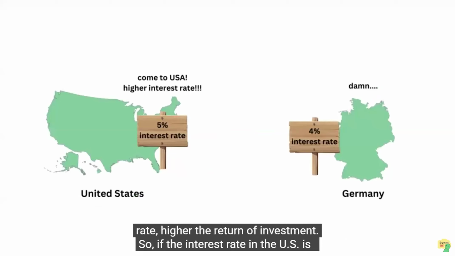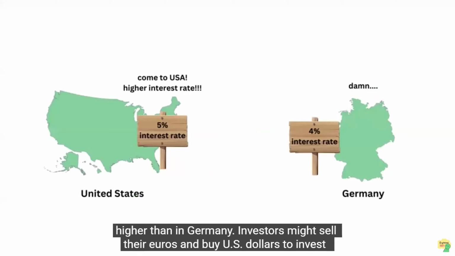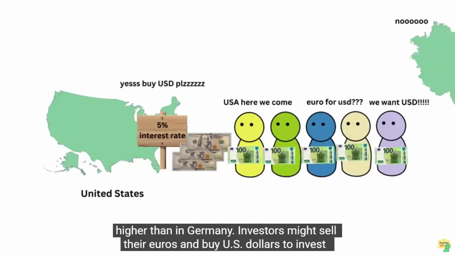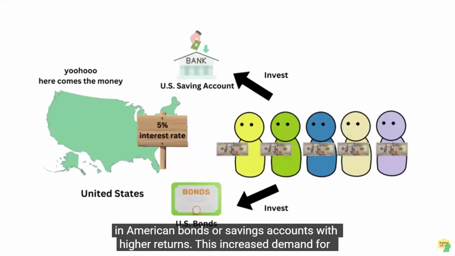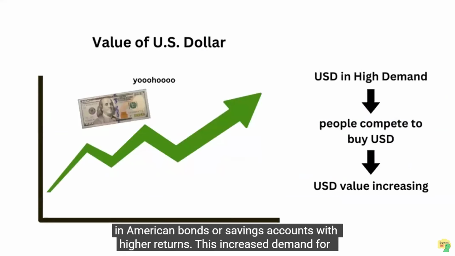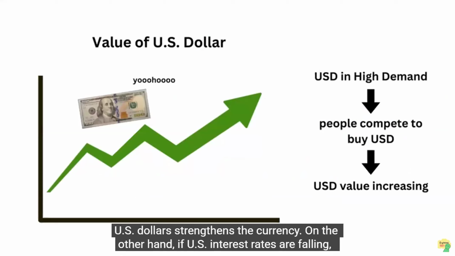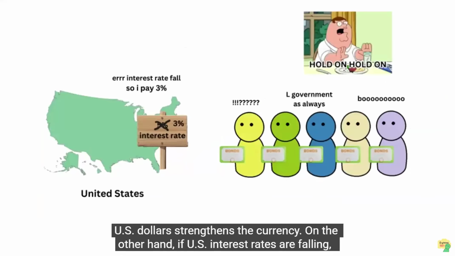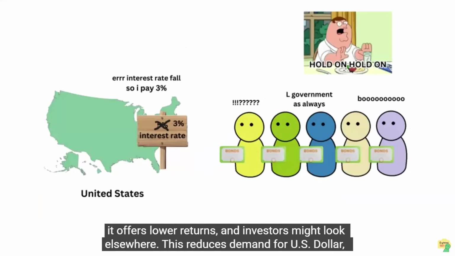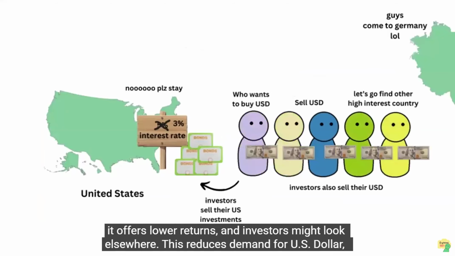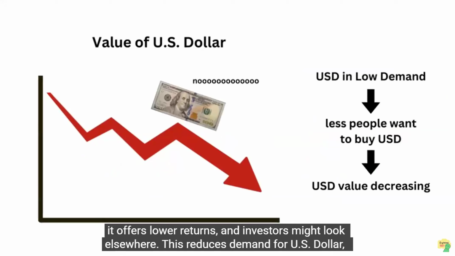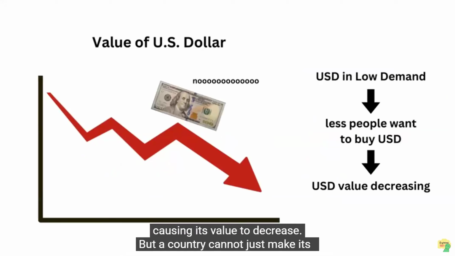So, if the interest rate in the US is higher than in Germany, investors might sell their euros and buy US dollars to invest in American bonds or savings accounts with higher returns. This increased demand for US dollars strengthens the currency. On the other hand, if US interest rates are falling, it offers lower returns, and investors might look elsewhere. This reduces demand for the US dollar, causing its value to decrease.